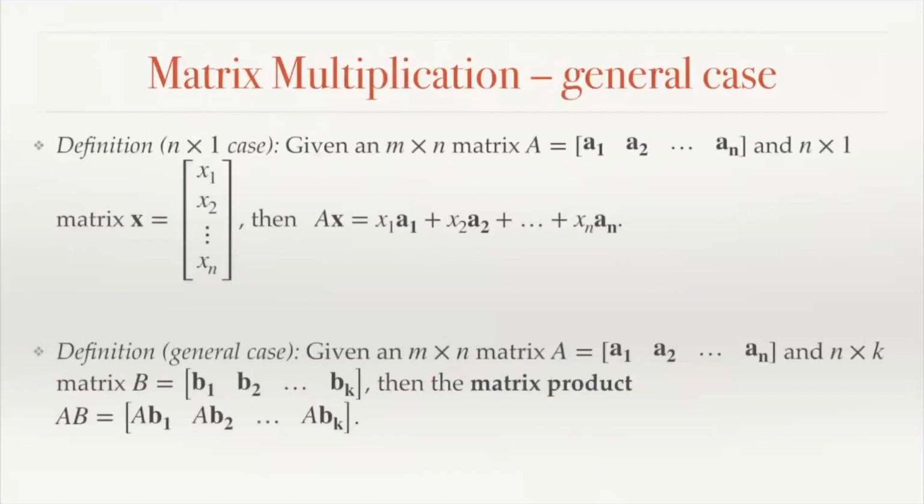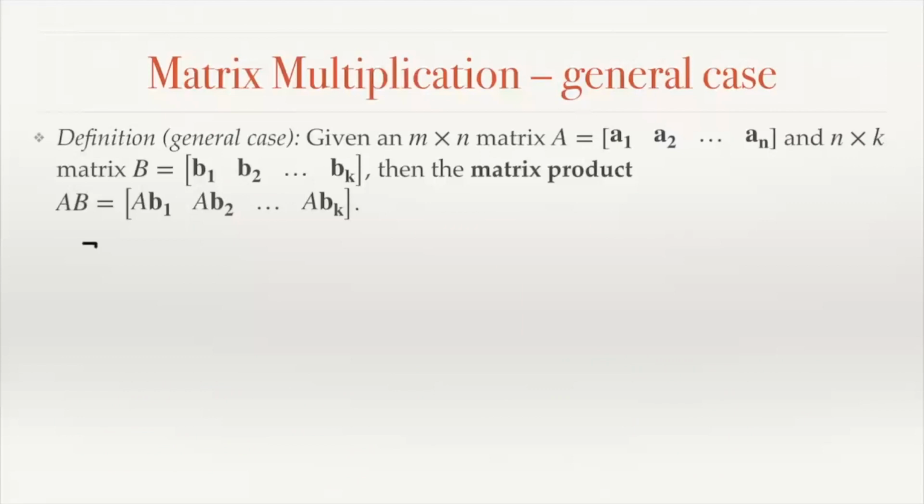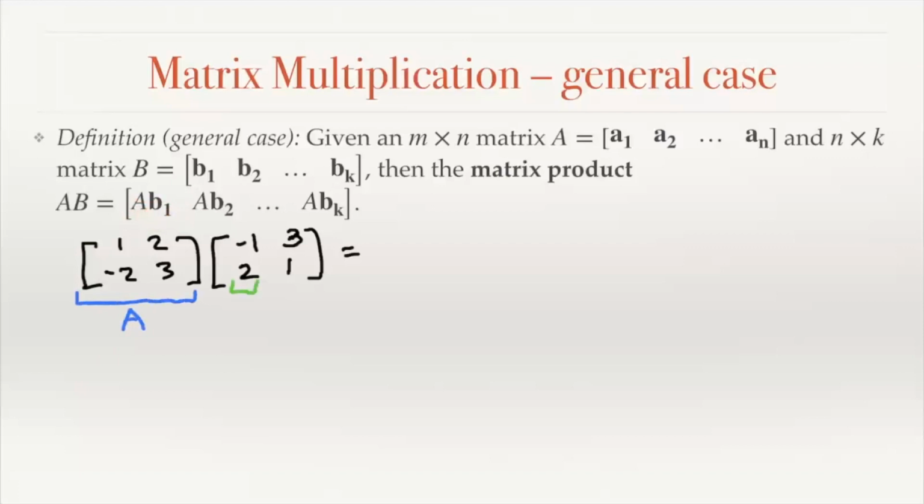The general case for matrix multiplication is that given an m by n matrix A and another matrix B with columns B1 to Bk, the matrix product AB has columns AB1, AB2, and so on. So, for example, if we take the product of these two matrices, the meaning is that we do what we did before, except twice. This is our matrix A here, and these are our B1 and B2. We compute AB1 and AB2 separately, and we stick them as the columns here.